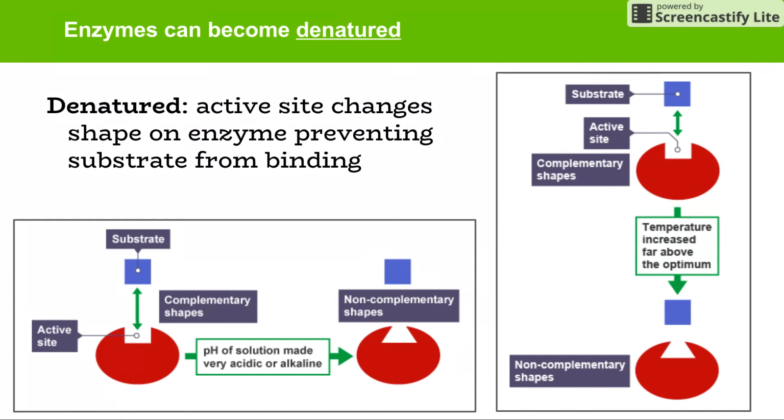And so denatured, the definition says, is when the active site changes shape on an enzyme, preventing the substrate from binding. And so that active site, that little area that has the perfect shape for the substrate to fit in, is not perfect anymore. And so that substrate cannot fit. And if the substrate can't fit, the reaction is not going to happen at all.